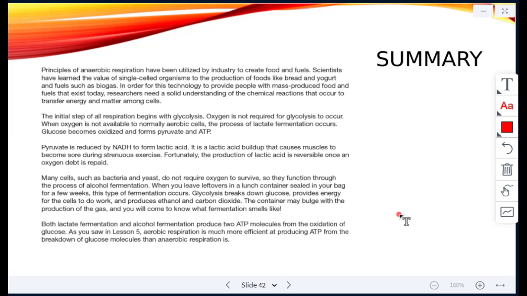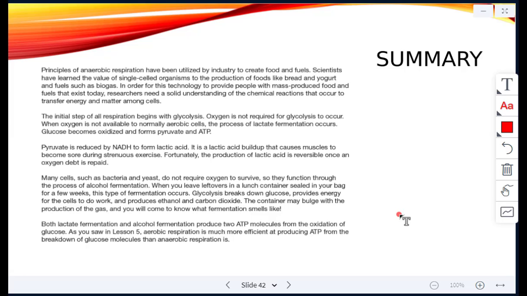All right, so in summary for anaerobic respiration, again, it's used in many industries like the food industry, the fuel industry, and the alcohol industry as well. So these single-celled organisms are valuable in the production of foods like bread, yogurt, fuels, as well as alcoholic drinks.